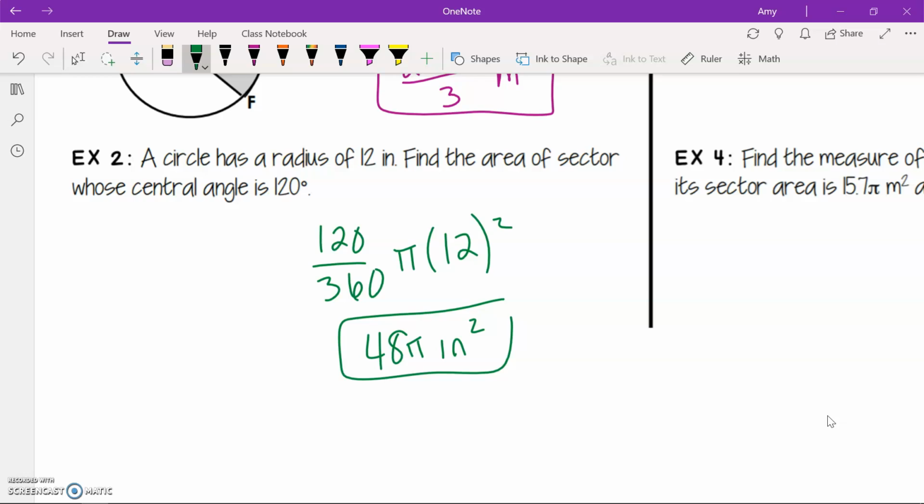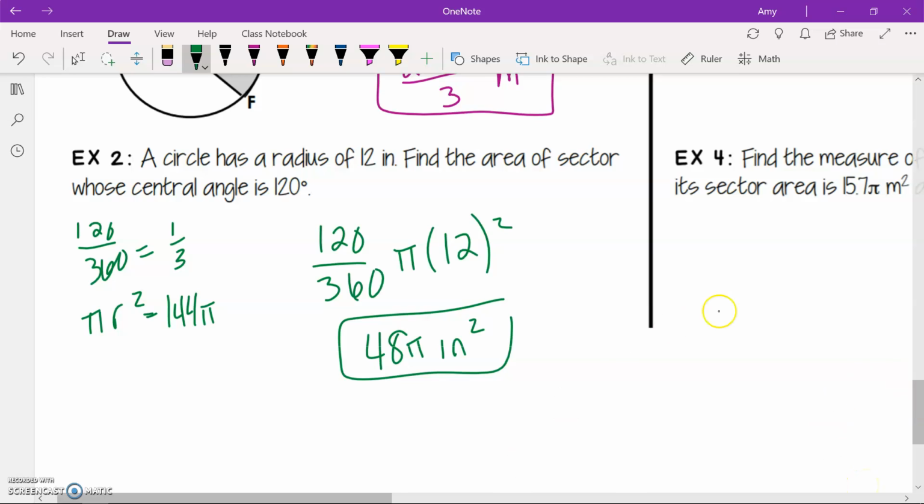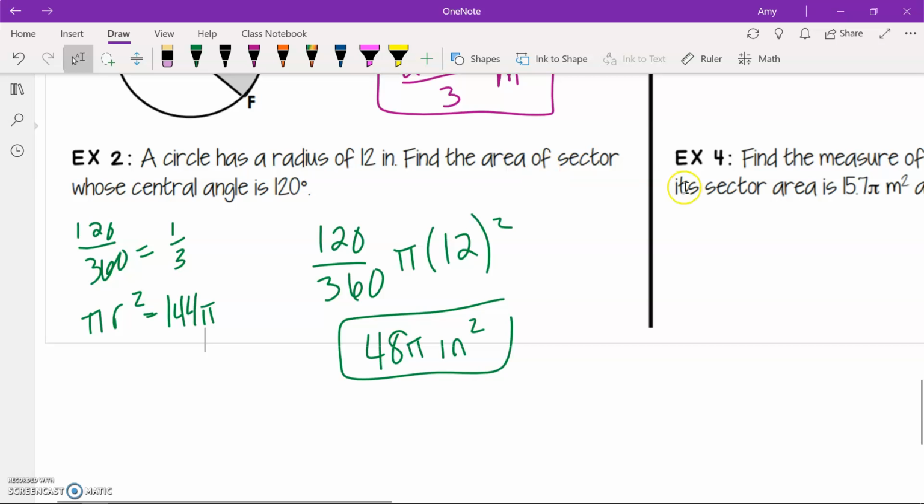Another way to do this problem would be to know, okay, well, 120 over 360 is 1/3 of the circle. So then I could do pi r squared, which would give us 144 pi, and then just take 1/3 of that, and that'll also give you 48 pi. So that's another way to think about it if you're more comfortable with that. You don't have to immediately use the formula. You can use our conceptual knowledge of what sector area is.